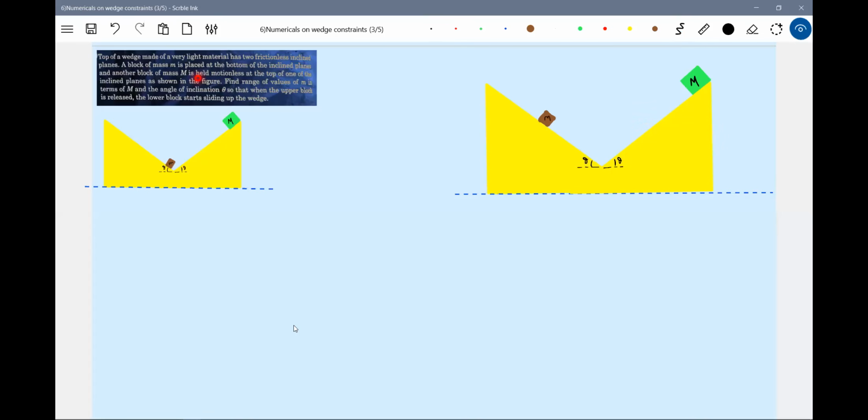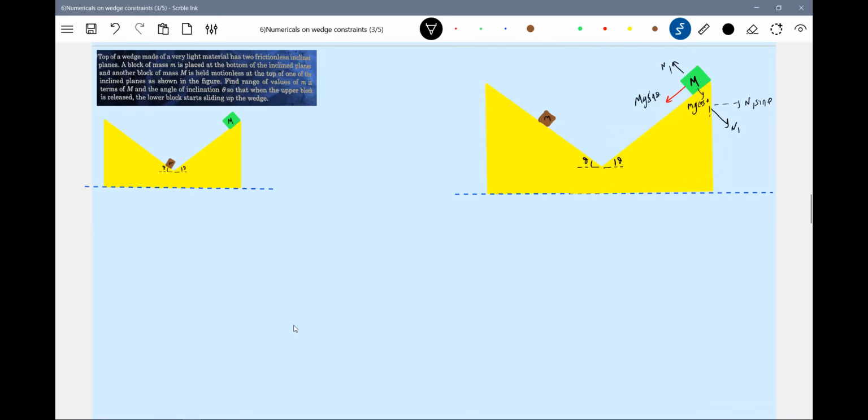Another block is telling us to find the range of values of M. So definitely this should move up, so then M will make it move up. I'll start with this one. The moment I release, what are the forces acting? mg sin theta, normal reaction N1, then mg cos theta. The component of this normal reaction N1 will exert force on the wedge in this way.